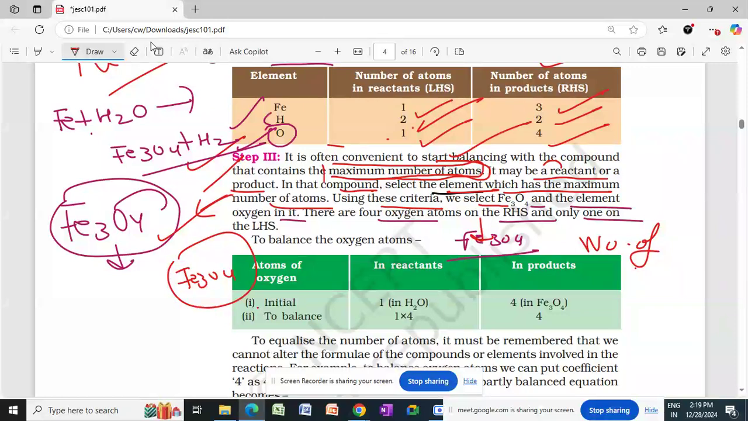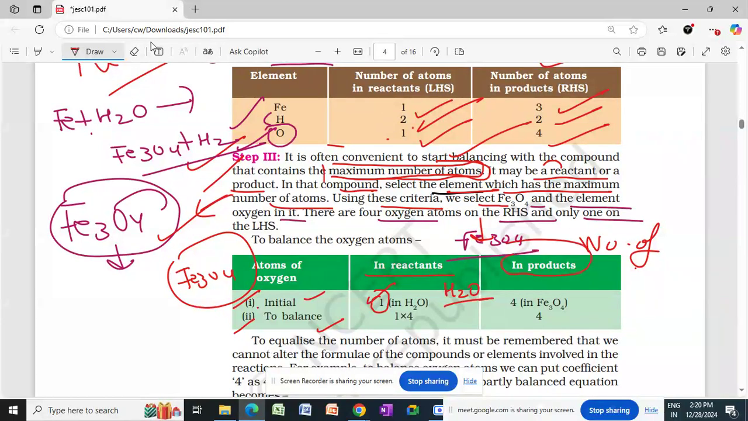So then how will you balance? See, to balance the oxygen atoms, what do we have to do? Firstly, we will write here the initial situation. Initial atoms of oxygen, particularly here. In the reactants, how many atoms of oxygen were there? Only one. Can you see? Only one, as in my H2O, there is only one oxygen.